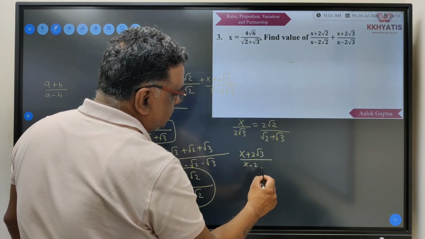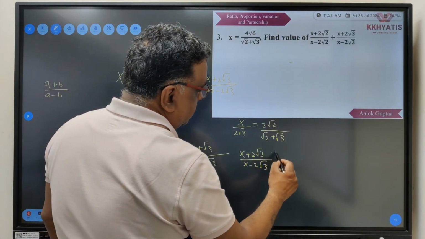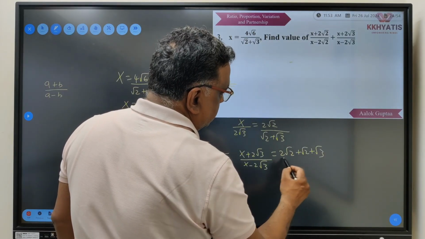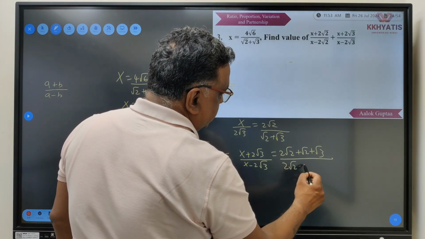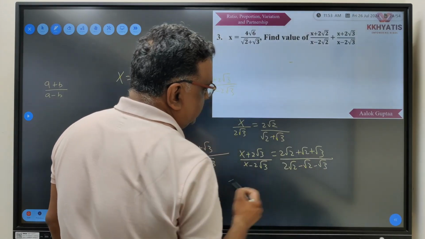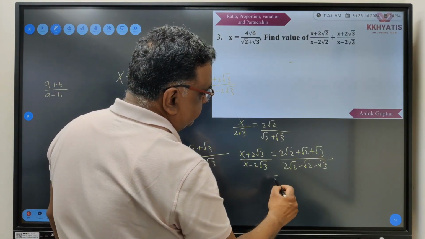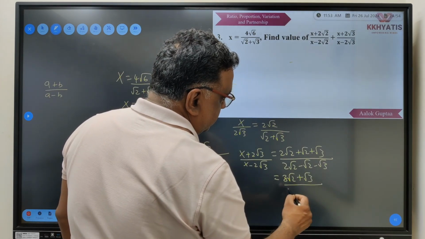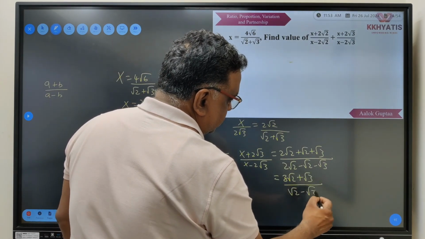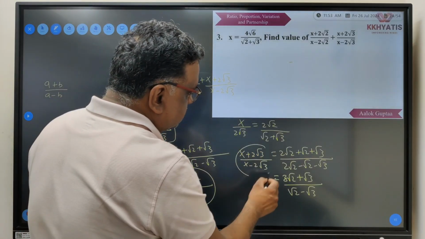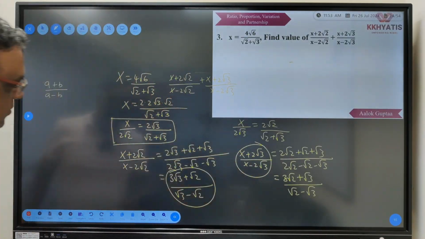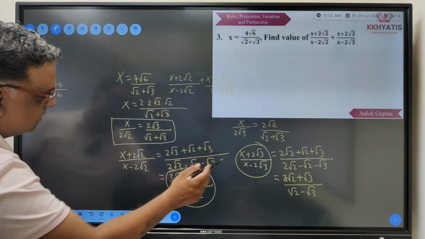Upon x minus 2 root 3 is 2 root 2 plus root 2 plus root 3 upon 2 root 2 minus root 2 minus root 3. Clear? So this became 3 root 2 plus root 3 upon root 2 minus root 3. So I got this quantity also. Now I have to find this plus that.